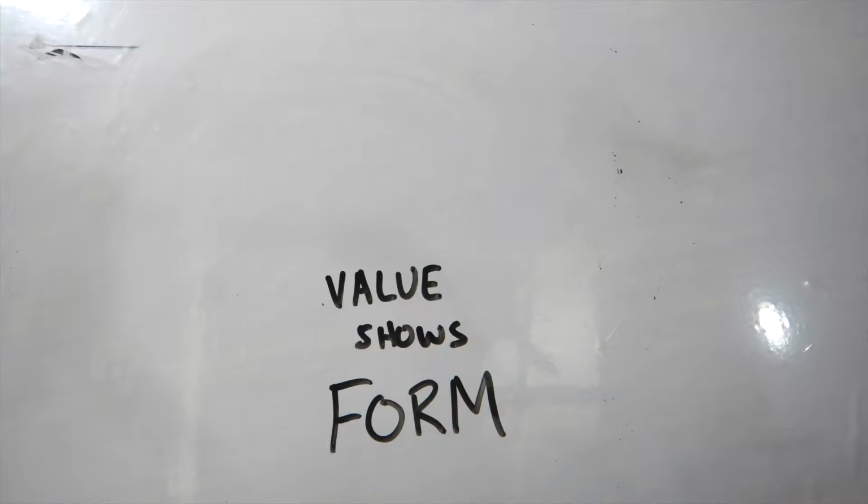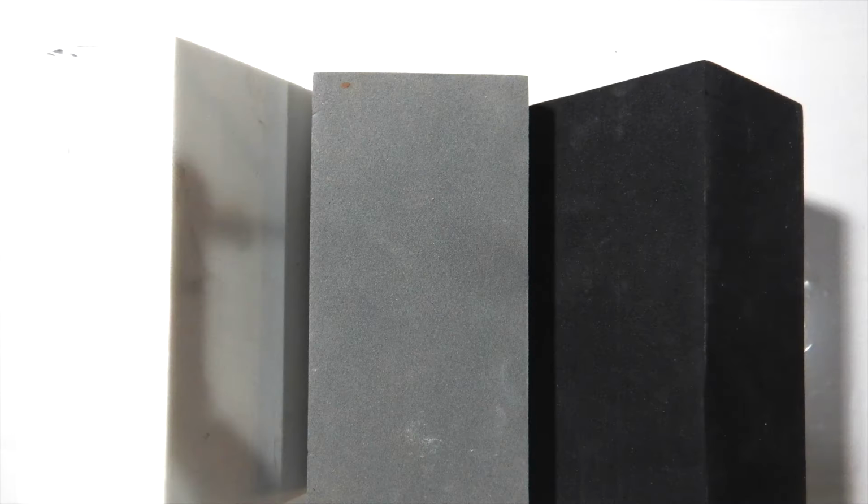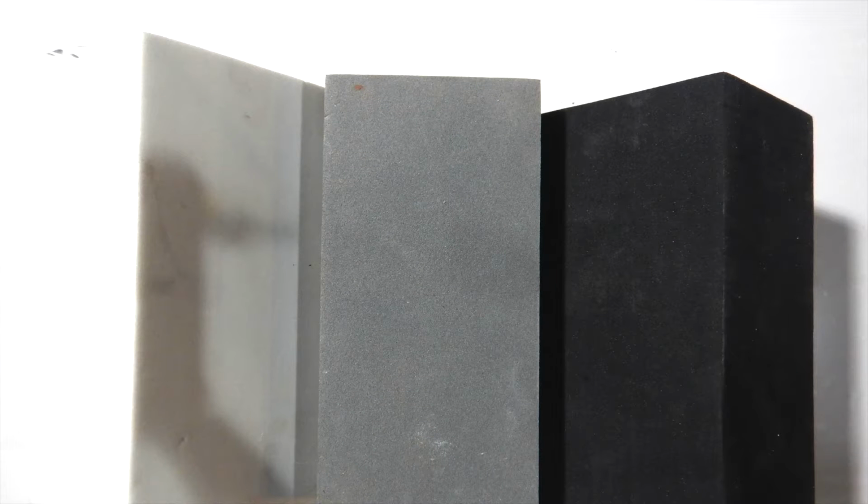Look at these three blocks. One's white, one's gray, and one's black. And next to each other, they have different values. But when I turn each one of them onto their sides, now you see that white has a gray side and a white side. That gray has solid gray, and that black even has a lighter gray on one side, and it has black on the other.